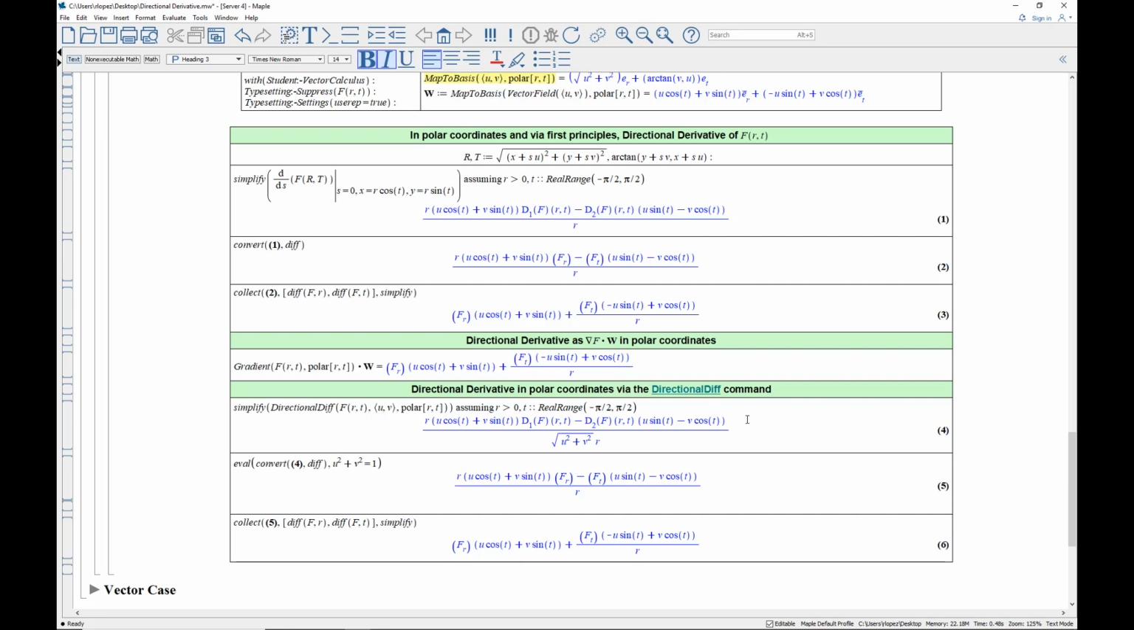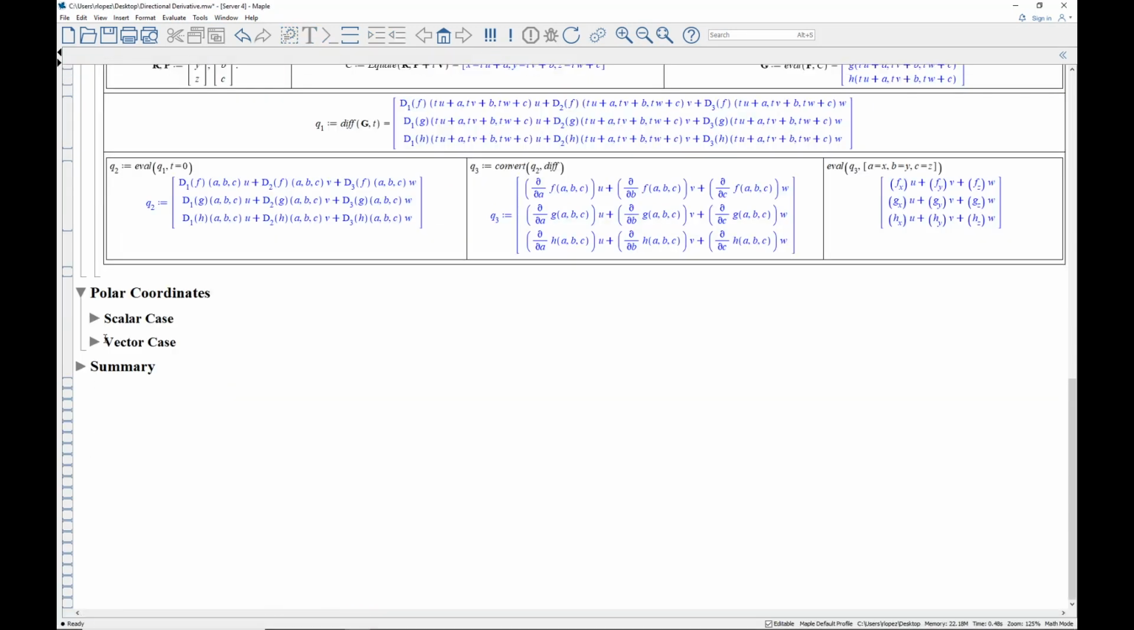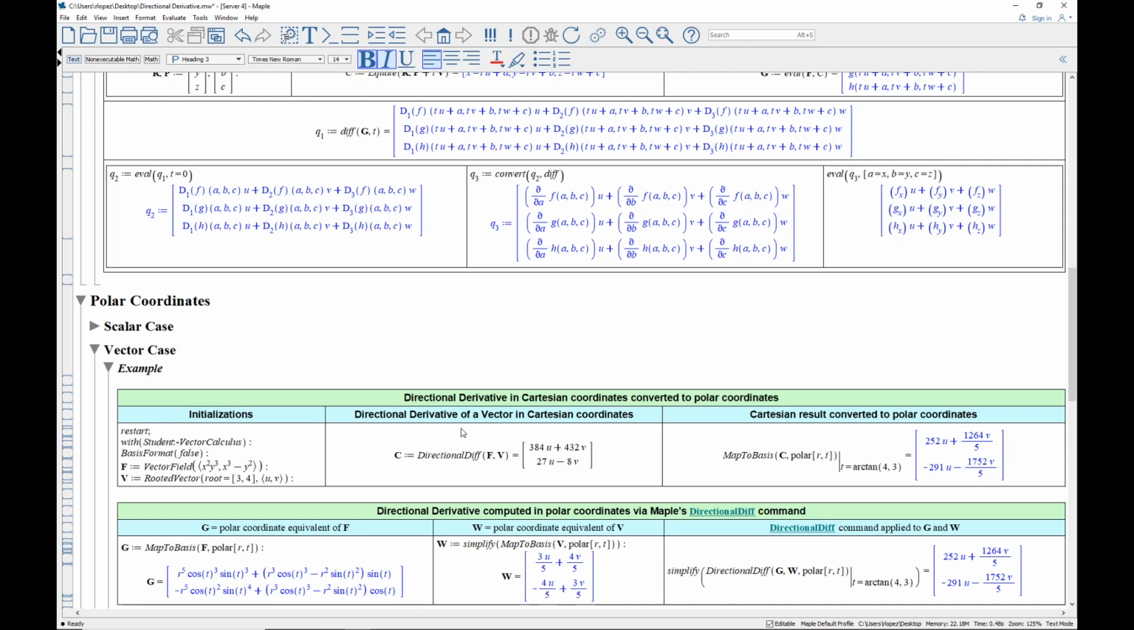For a scalar, we can work in polar coordinates. With that background, now we want to think about, can we do any of this stuff in the vector case in polar coordinates? Well, now for the vector case. Let's do an example. Directional derivative in Cartesian coordinates, for this example, convert it to polar coordinates.